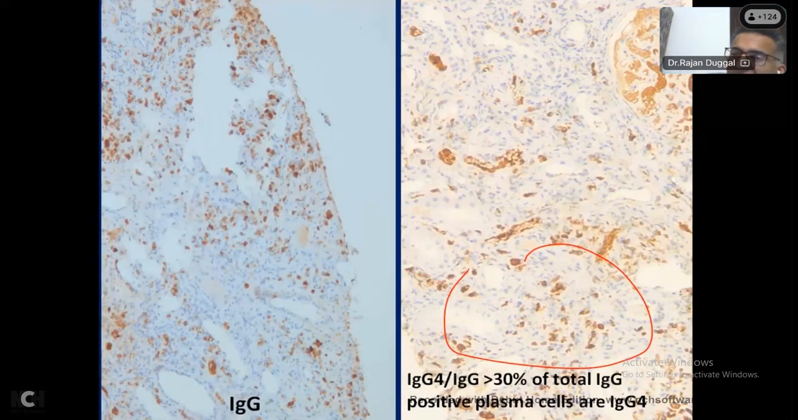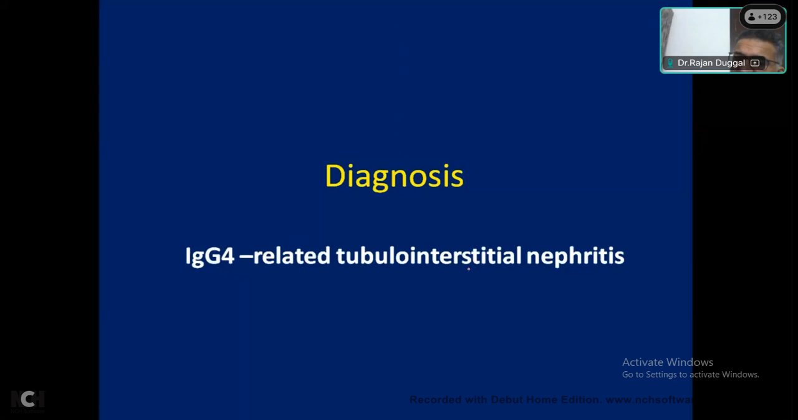Okay, so this is an IgG4 related tubulointerstitial nephritis, and you have to remember that many times IgG4 related tubulointerstitial diseases are associated with autoimmune kind of pancreatitis also. So most likely the pancreatic lesion, the pancreatic head mass, is autoimmune pancreatitis or IgG4 related pancreatitis.